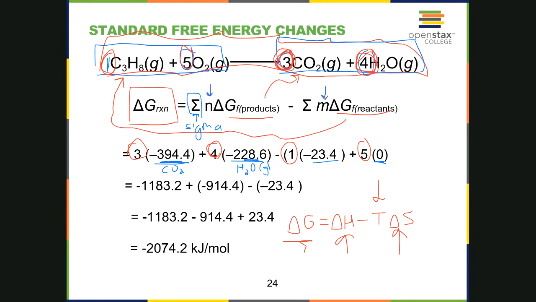Be careful about the negative sign right there. Remember that applies to both of these, so when you're putting them together, don't forget that. And that's how you get your answer. You end up with this negative value, negative 2074.2, and that is our Gibbs free energy of reaction for this particular equation. And since it is negative, it's spontaneous.